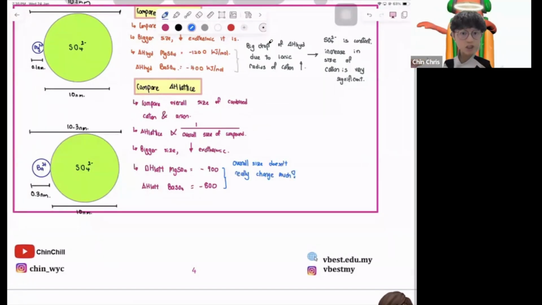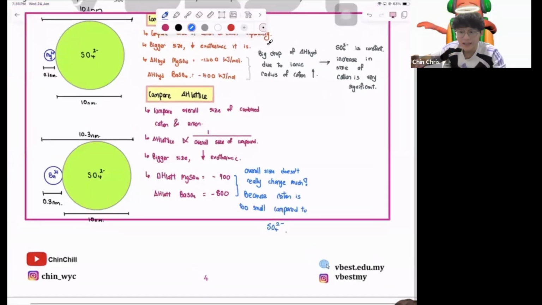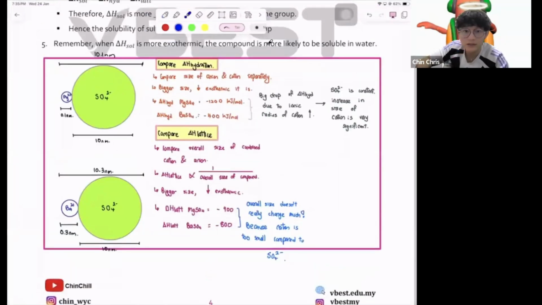Am I right? Doesn't really change much. Why? Because my cation is too small. Understand? Your cation is too small compared to SO4 2 minus. Guys, just imagine you have two Titans. I'm not so sure you guys watch Attack on Titan. Yeah, you have two Titans, 2 meters high.